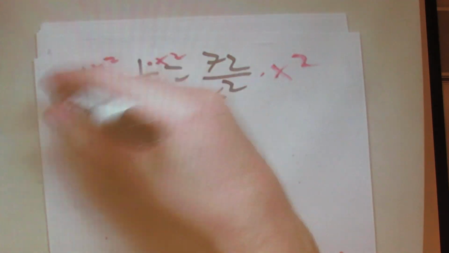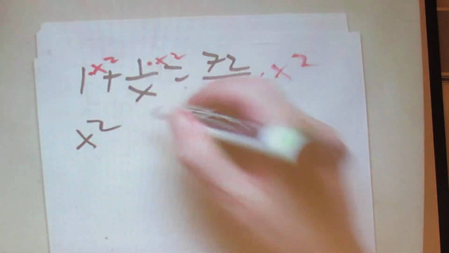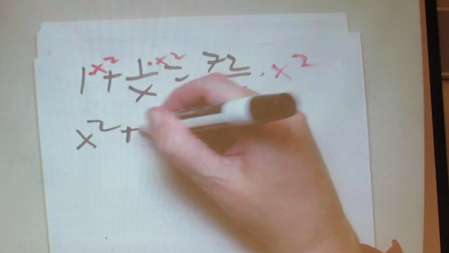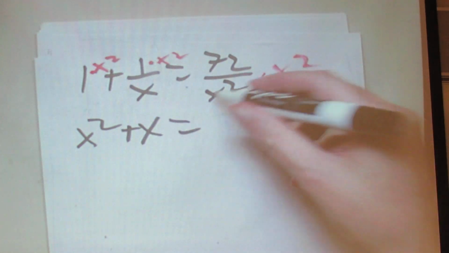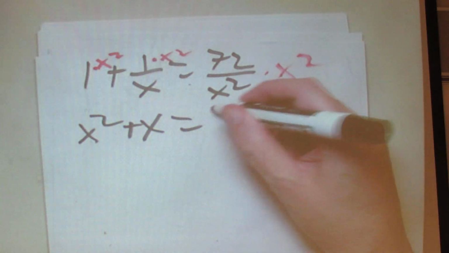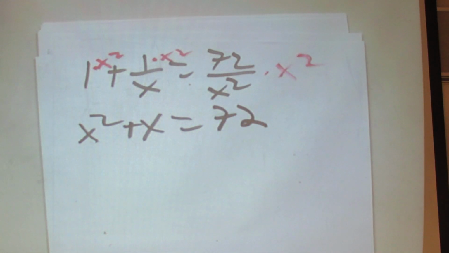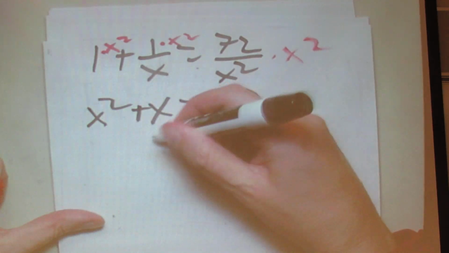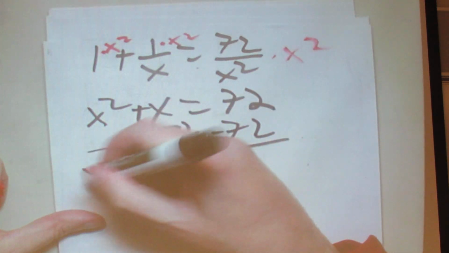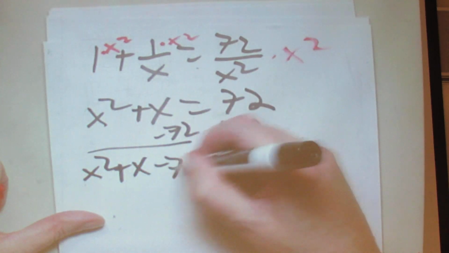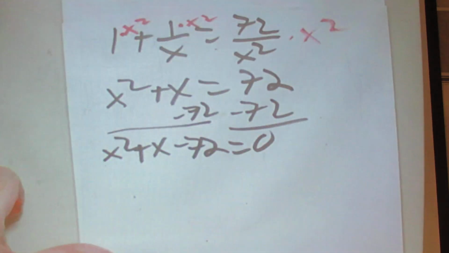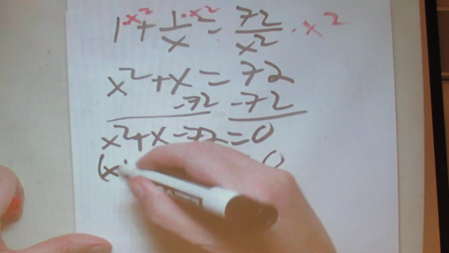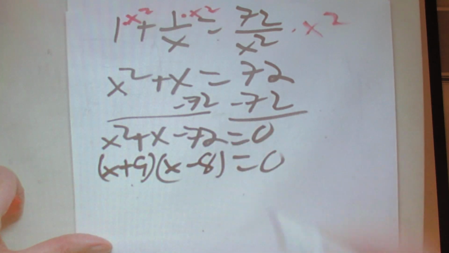So now we have 1 times x squared, which is x squared. We have x squared divided by x, which is x times 1, so plus x equals. The x squareds cancel, and we're left with 72. We have an x squared term here, so we need to set everything to 0. So I'm going to subtract 72. x squared plus x minus 72 equals 0.